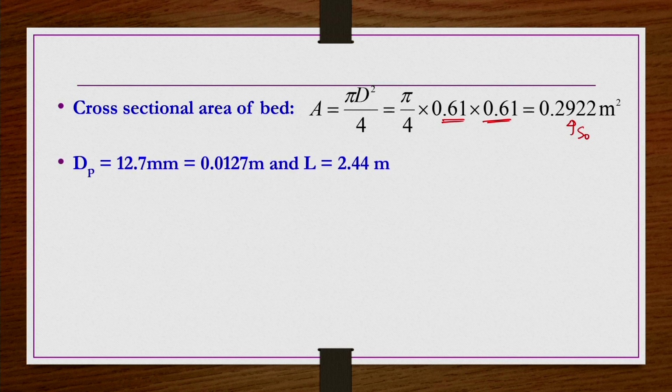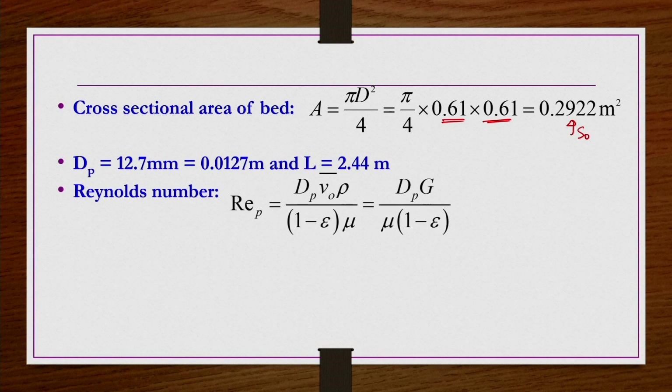So, dp is given as 12.7 mm, and the height of the packing is 2.44 meters. The Reynolds number for the packed bed, dp V naught bar rho by (1 minus epsilon) mu, we have just derived. Here, V naught bar times rho is a kind of mass velocity. Because V naught bar is not given, but the mass rate of the air is given, from there you can somehow find this mass velocity.